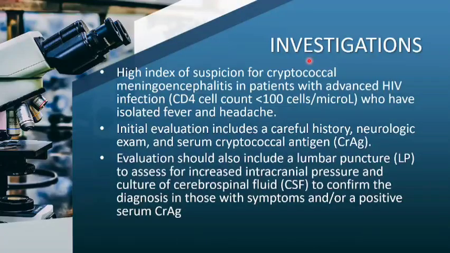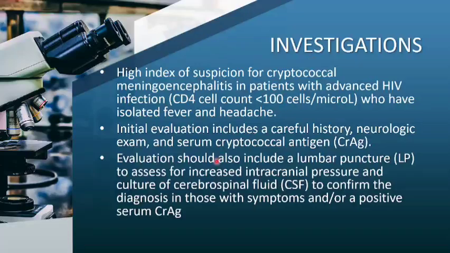So you have taken your history, you have examined your patient. The next thing you need to think about is the investigation, right? So you need to have a high index of suspicion for crypto, right? In a patient who is presenting the first time, or someone who has HIV but the CD4 count is below 100 cells per microliter, the initial evaluation will include a careful history, neurologic examination, and serum cryptococcal antigen, serum CrAg.